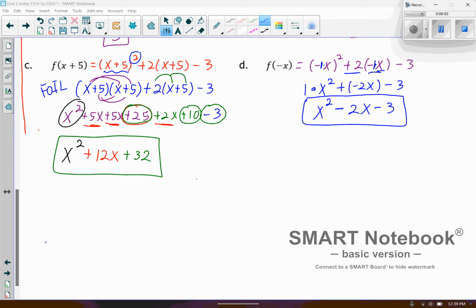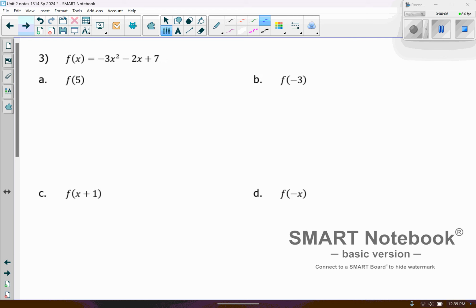All right, so part two, we're going to continue on. And so we're going to look at a couple more of these functions. And so here we are. f of x equals negative 3 times x squared minus 2x plus 7. And so for the first one, we're going to evaluate the function at the value 5 right here. So we're going to plug 5 in everywhere we see x.